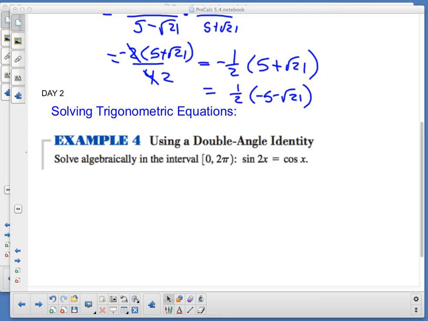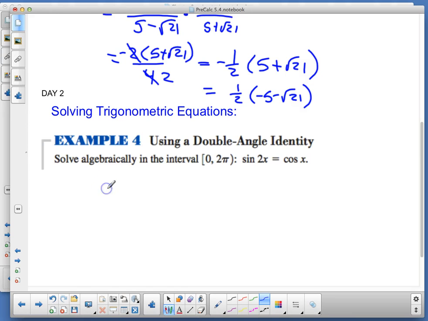Okay, 5-4, day 2. Remember, we're still using power reducing identities, double angle identity, half angle identity. Those you'll have a sheet on for the test, but you gotta be able to manipulate them. For example, I've got sine 2x equal cosine x. Remember, sine 2x, if I'm looking at the double angle, that's the same as 2 sine x cosine x in this case.